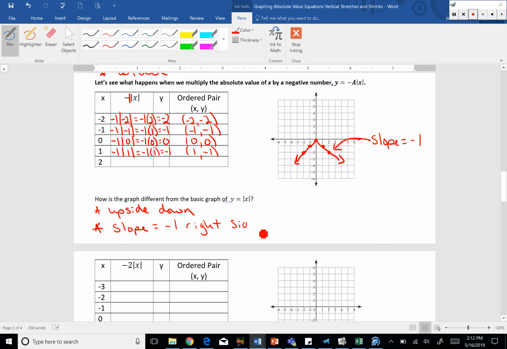So sticking with what we've been seeing, that number that we multiply by, we multiplied by negative 1. Look what our slope was on the right side. That number that we're multiplying by is our slope on the right side.